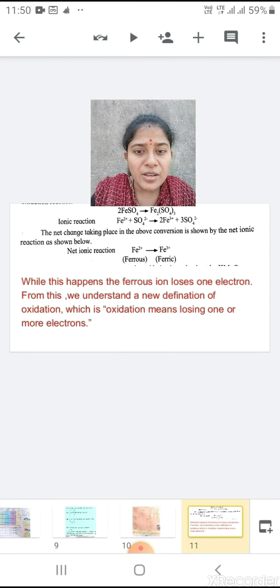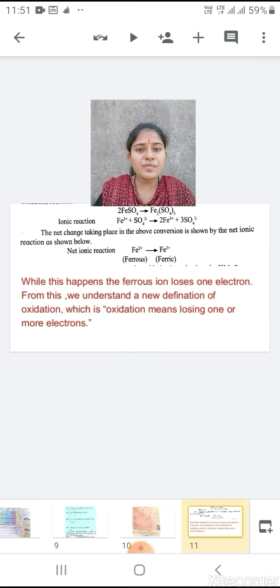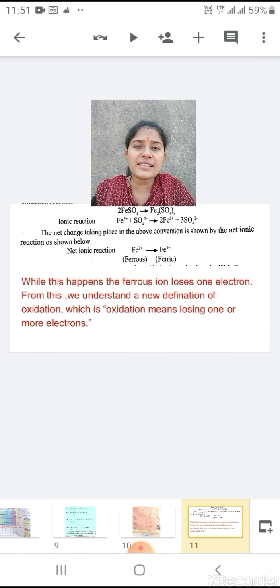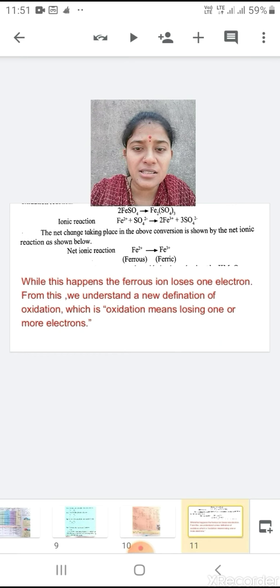And that is why you can observe in the above conversion the net change that is taking place. The net change taking place is Fe2 plus, that is ferrous. Fe2 plus, the name will be ferrous. Ferrous is getting converted into ferric. Fe2 plus getting changed to Fe3 plus.